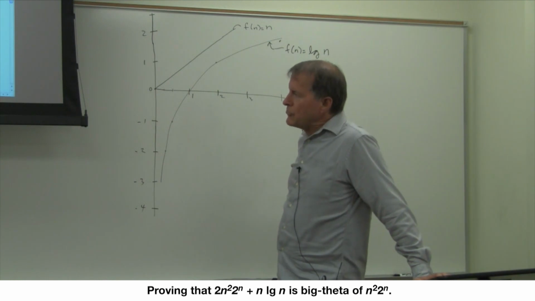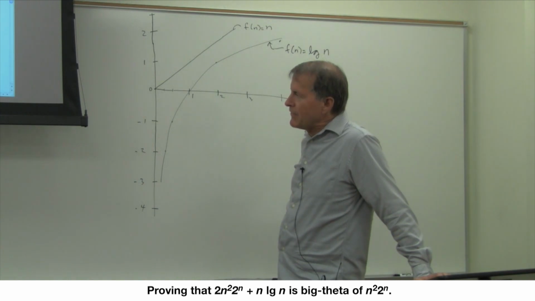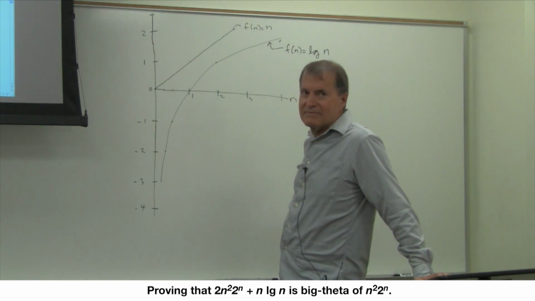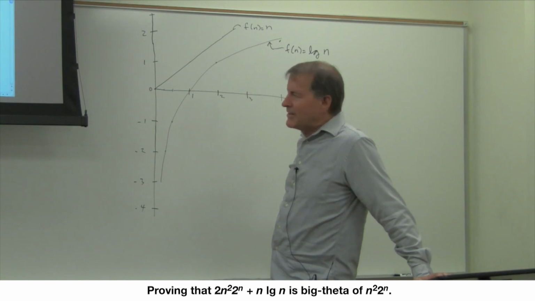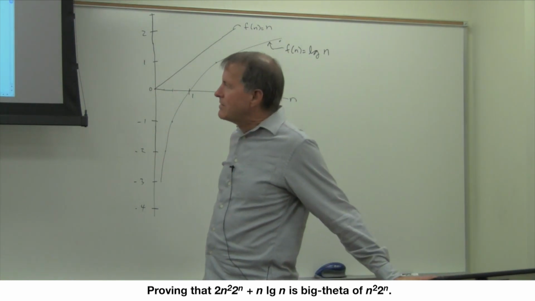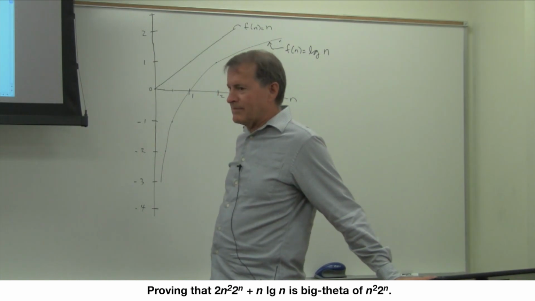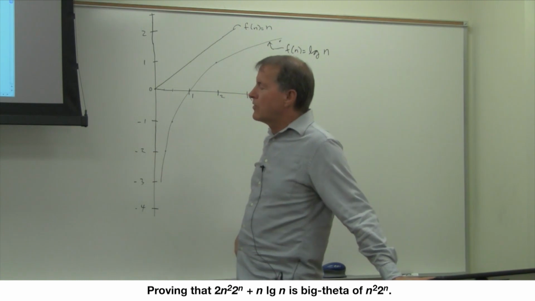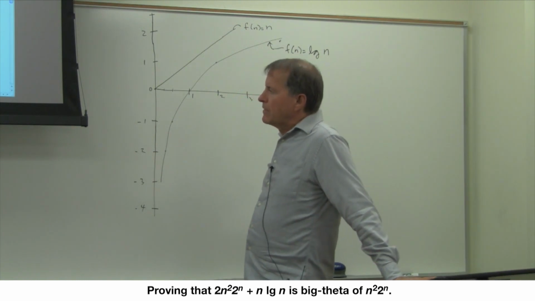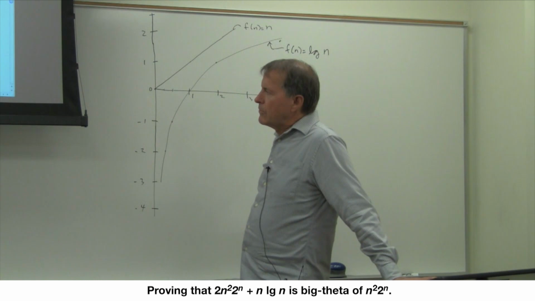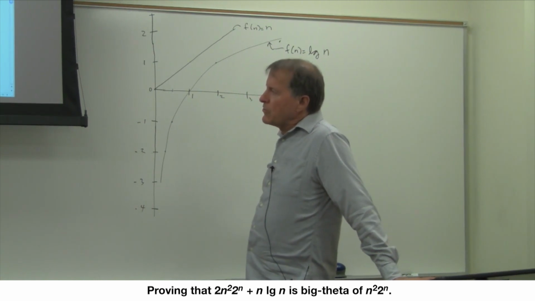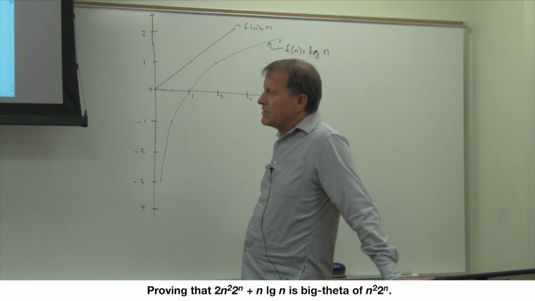And now prove that 2n squared times 2 to the n plus n log n equals big theta of n squared 2 to the n. All right, so how do we do that? Well, we have to do big O, and I think on one of these you can just drop. What's the easy one? The easy one is where you can drop the n log n, as long as n log n is positive, right?